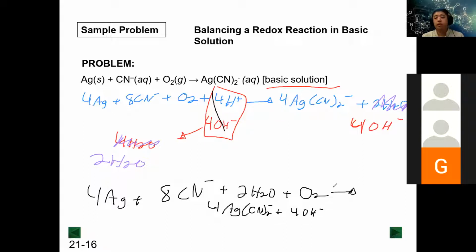And then I'm going to go ahead and assign all the phases. Anything that you see that was originally a solid, you keep it as a solid. Anything that has a charge is aqueous. And anything that was water is usually just liquid. And then this one was gas, so we keep it as a gas. This one is aqueous again, and then this one is aqueous. All right, any questions so far?